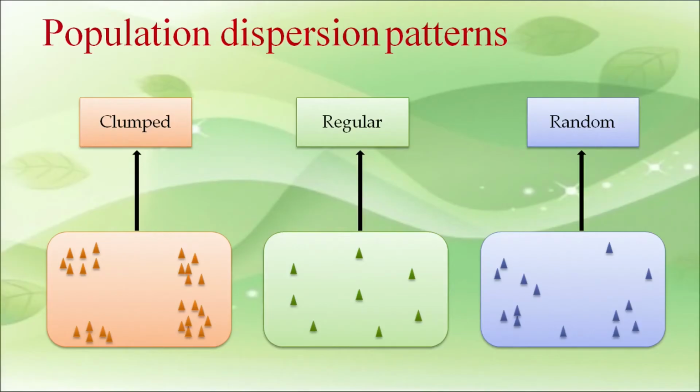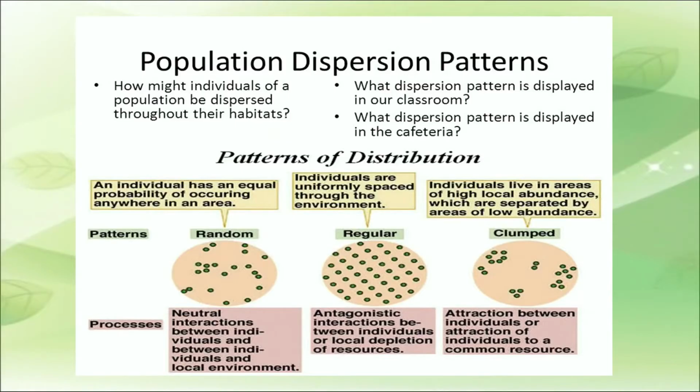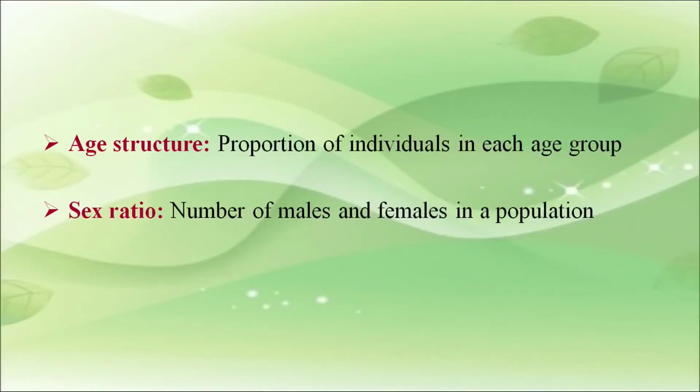This is clamped, regular and random. This figure also shows the details of population dispersion patterns. Age structure is the proportion of individuals in each age group. Sex ratio is the number of males and females in a population.